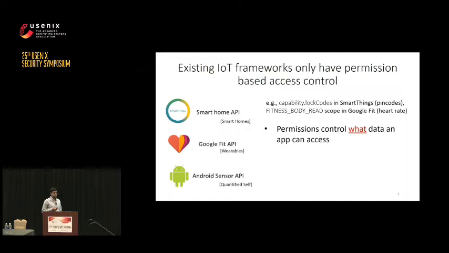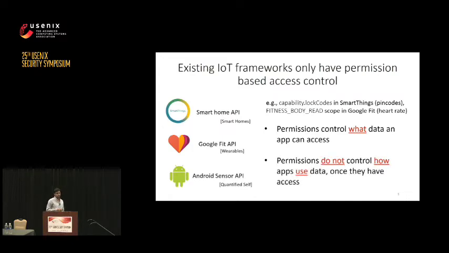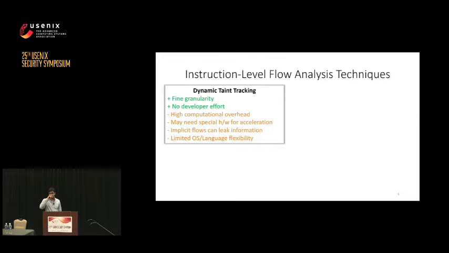So now permissions are good at controlling what data an app can access, but they do not control how applications use this data once an app has access. What we really need is a form of flow control, information flow control. So let's see whether we can apply existing flow analysis techniques. So generally we see 2 kinds of instruction-level techniques.